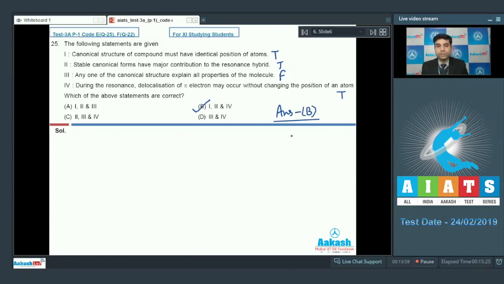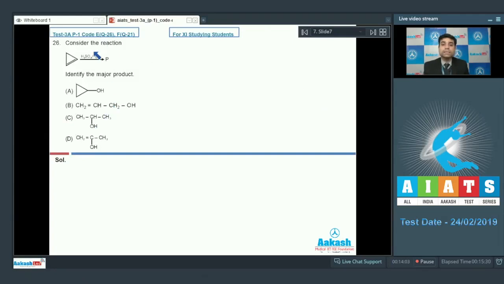Now let's move to the next question. This is the next question we have. It says consider the reaction. This is the reaction. Identify the major product. We need to identify the major product among A, B, C and D. So if I talk about cyclopropane, when it reacts with acid, what will happen?